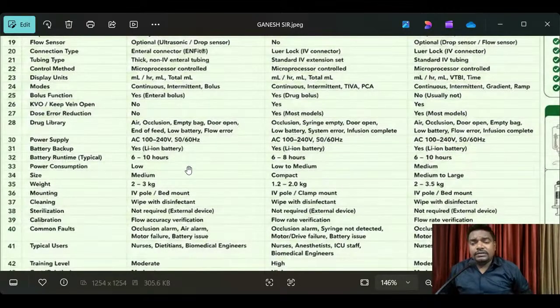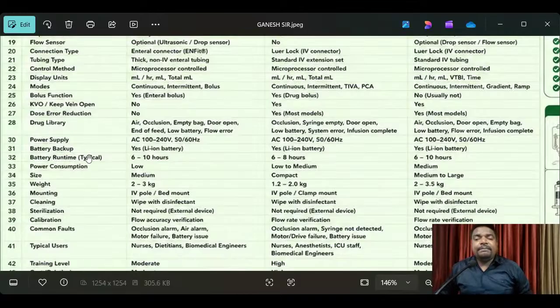Okay, so I'm only talking about ICU medical equipment, because if you go to radiology, that is a different matter. But for every medical equipment, the minimum basic electrical requirement is 100 to 240 volts. Now come to the 31st point, where I'm going to take the comparison.